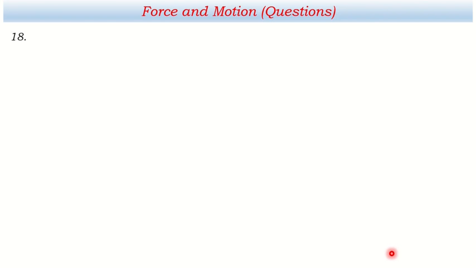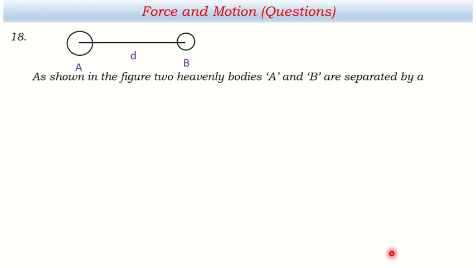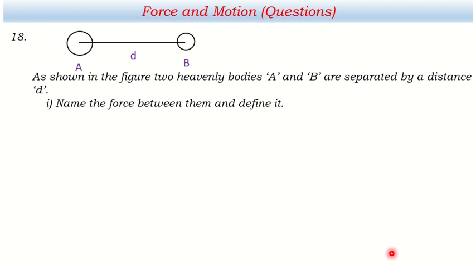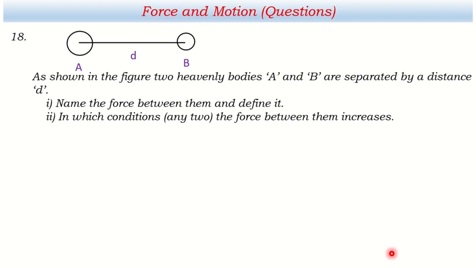Okay, now let's have another set of questions. Number 18, a diagram is given. In the diagram, two objects are shown, A and B, and they are separated by a distance D. As shown in the figure, two heavenly bodies A and B are separated by a distance D. And what is the question? Name the force between them and define it. Very simple question. What is the force between them? Certainly gravitation, and you have to define gravitation. In which condition does the force between them increase? Any two you have to write.